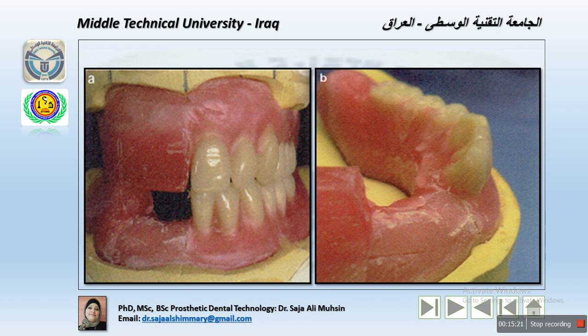Now, always remember to ensure that the forces generated when incising food are directed down through the anterior teeth onto the alveolar ridges, which effectively pushes the dentures against the ridge for maximum support.